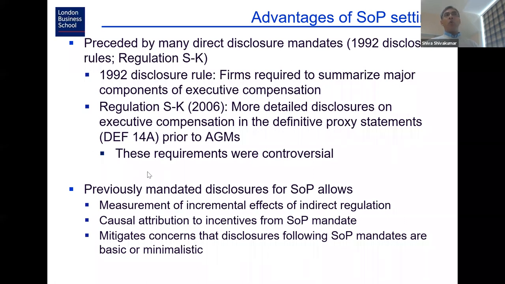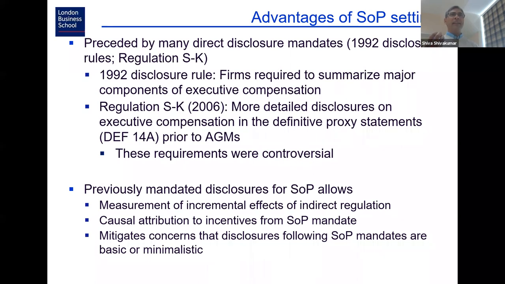These requirements were quite controversial. So even though the SEC had mandated these requirements, they had elicited nearly 20,000 comment letters, with many companies objecting to this provision of detailed information. And the problem arose because compensation packages are often linked to strategic performance measures that firms are using.